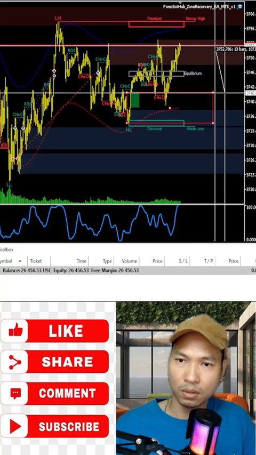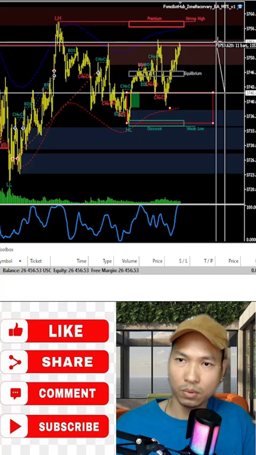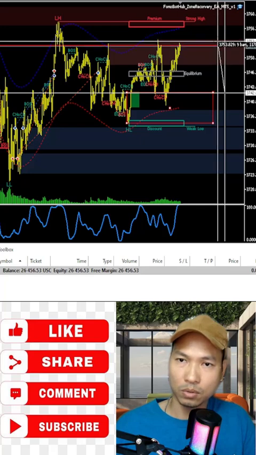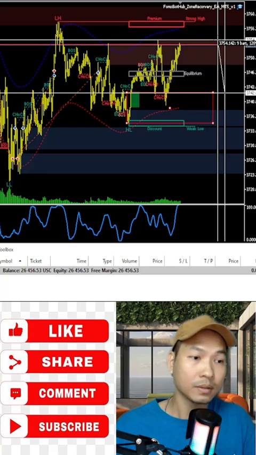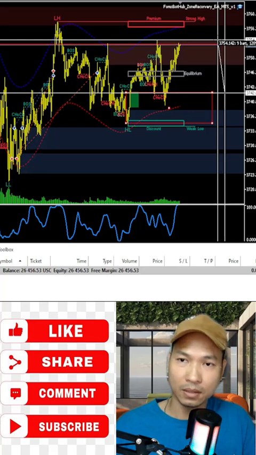See, in case we entered the trade this morning, we would almost touch the TP right here, right? And we will finish the cycle of trade with only one trade. That's ideally the perfect entry.